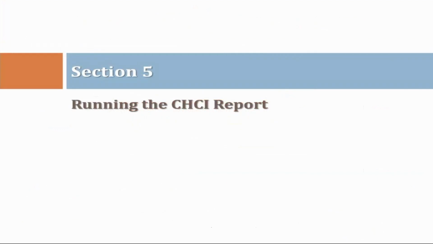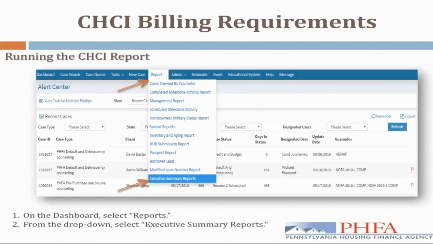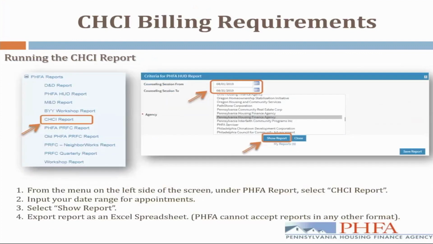Okay, so again, sections 1 through 4 was really a review for you of some important things to keep in mind as it relates to the ARCS office system. Here in section 5, we're really going to get into running the report and how you would proceed with the billing process. So to run your reports under CHCI, you're going to click on the Report tab followed by Executive Summary Reports. Here's where you'll find all of the different reports that you could bill for under our Comprehensive Housing Counseling Initiative.